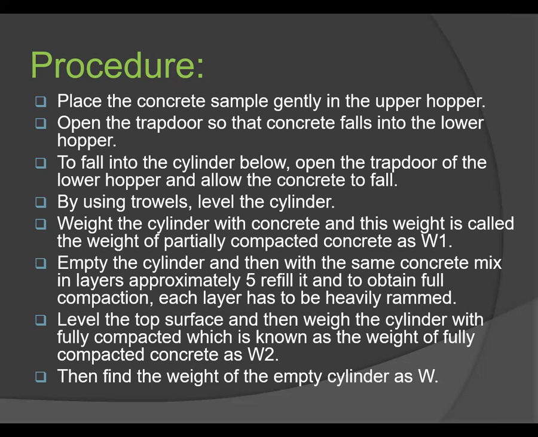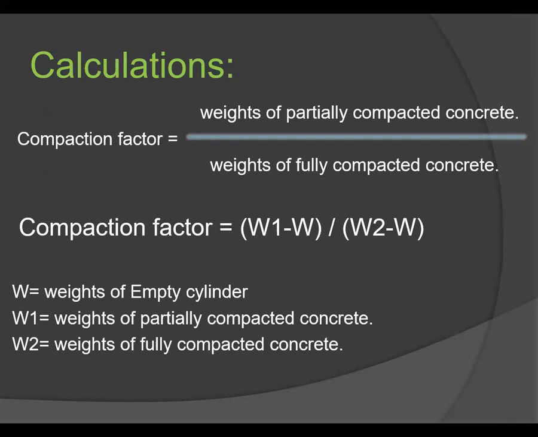Then find the weight of the empty cylinder, W. From this we calculate the compaction factor. The formula is the weight of partially compacted concrete divided by the weight of fully compacted concrete, that is (W1 minus W) divided by (W2 minus W). Here W is the weight of the empty cylinder, W1 is the weight of partially compacted concrete, and W2 is the weight of fully compacted concrete.